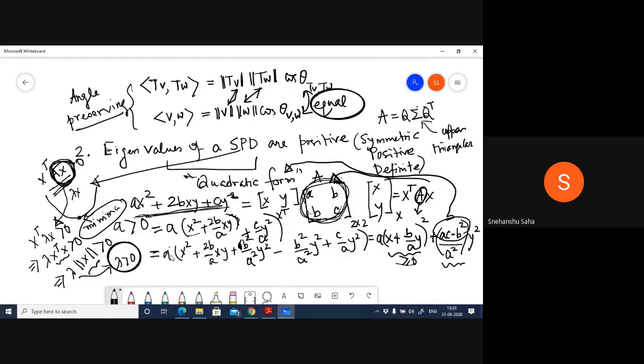We need to talk about this more. Please also remember that we need to invoke some other properties, which is that a set of orthogonal vectors are linearly independent. We haven't yet talked about it or proved it. We will do that in the evening class, right?